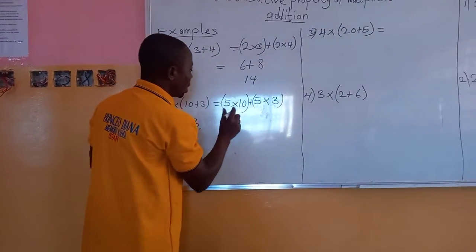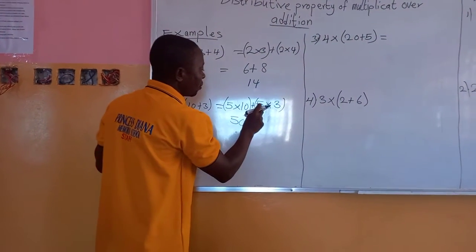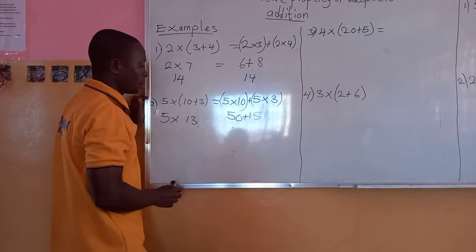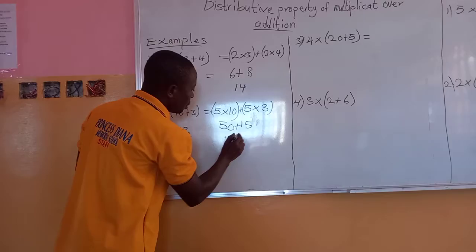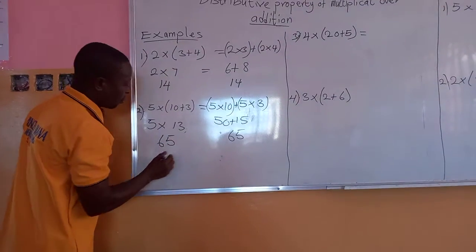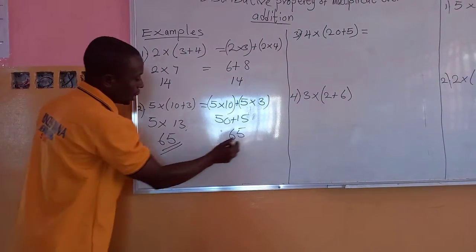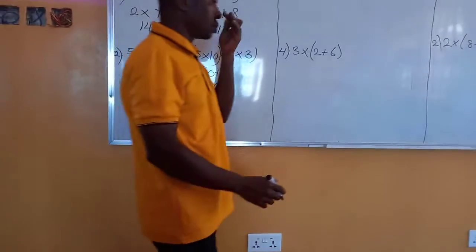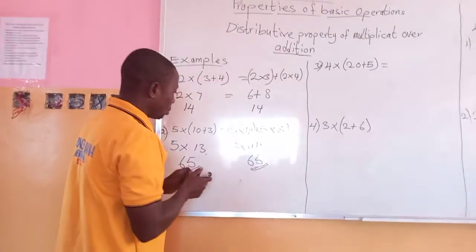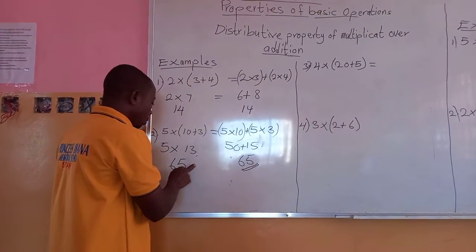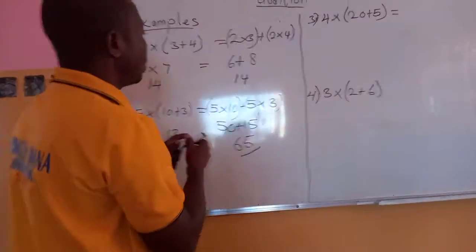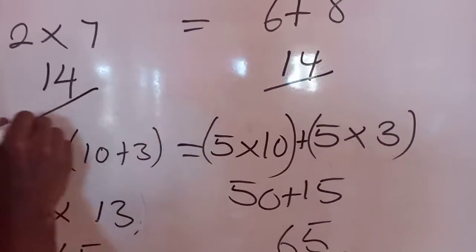Good. So 5 times 10 is what? 50. Then we bring our plus here. 5 times 3 is what? 15. Which will give us what? 65. Then 5 times 13 will give us what? 65. Good. You see that we have the same answer here. We have the same answer, 65 and 65. Very good.